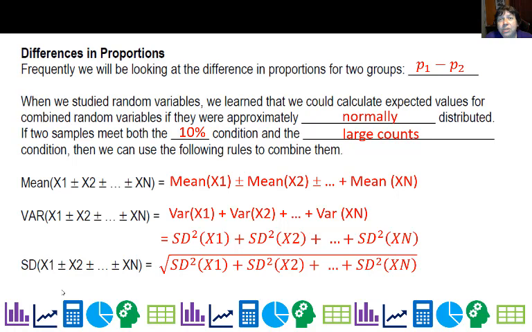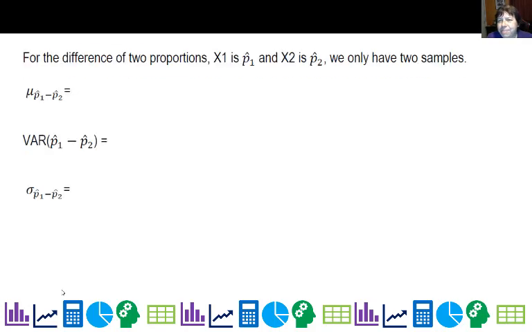Okay, so let's go ahead and apply that to the difference of two proportions. Again, remember, variances always add. So for the difference of two proportions, x1 is really p hat 1, and x2 is p hat 2. We only have two samples. We're subtracting, so it's just going to be p1 minus p2, because the expected value for x1 is p1, and for x2 is p2. Variances we're going to add. So we add the variance for p1 and p2. That's just the standard deviation squared for P1 and the standard deviation squared for P2.